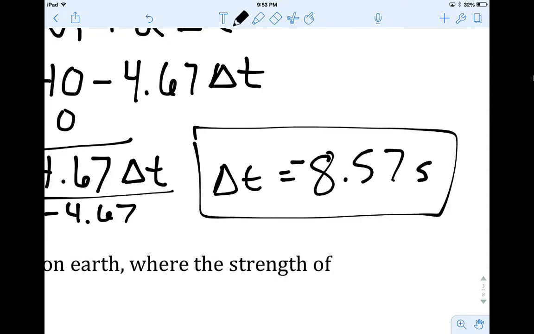Now, if you had done all those calculations and ended up with negative 8.5 seconds, all I'd want you to do there is think to yourself, time can't be negative, so I'm just going to erase that and then just leave it as positive 8.5 seconds.